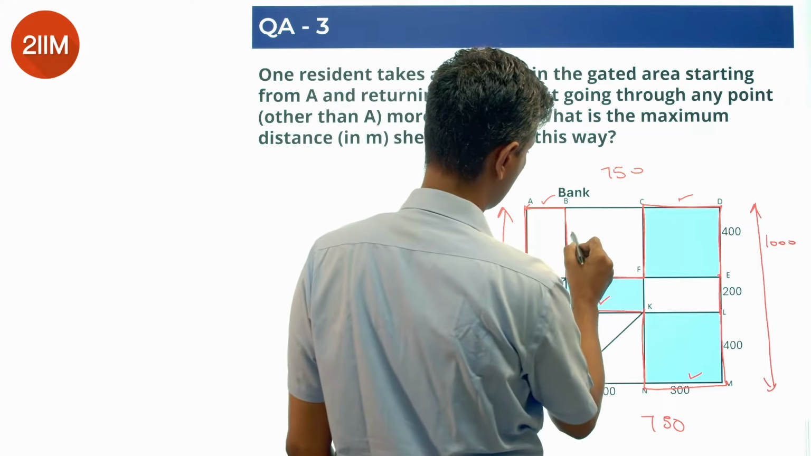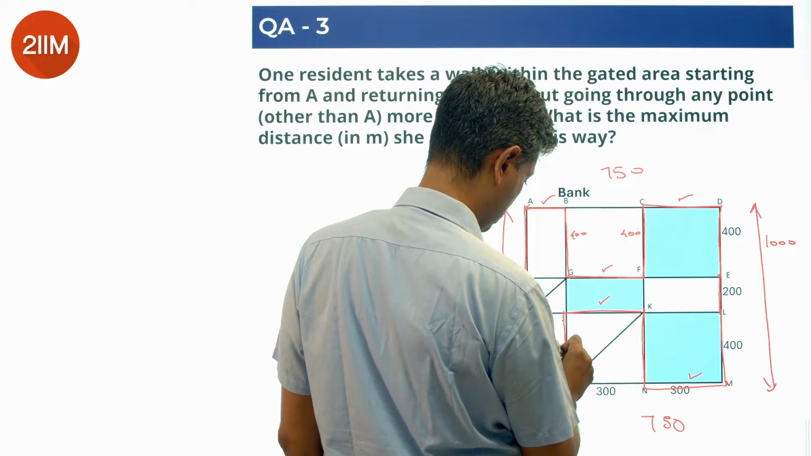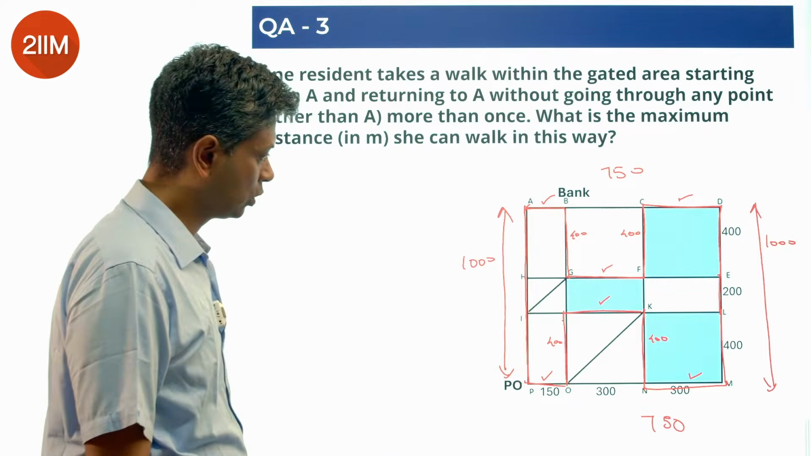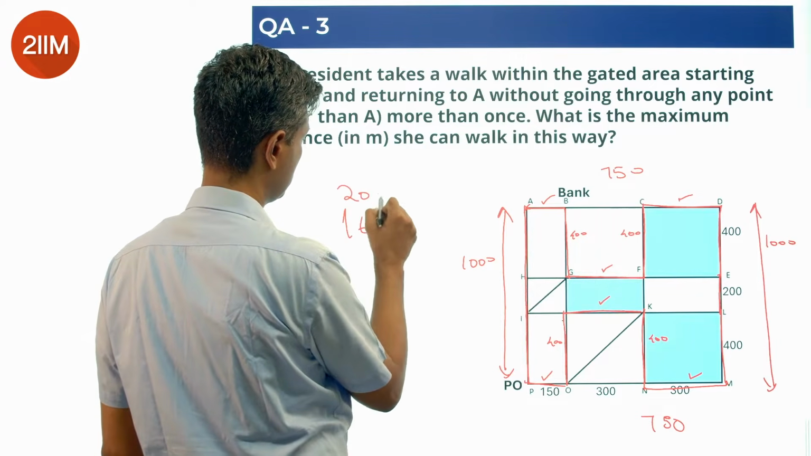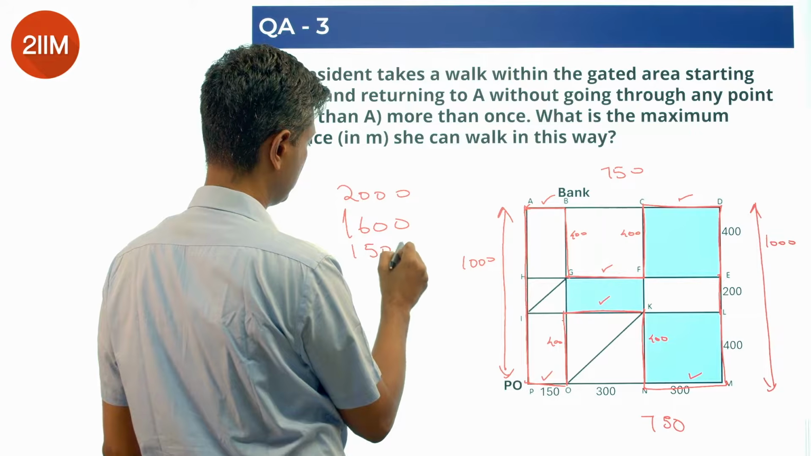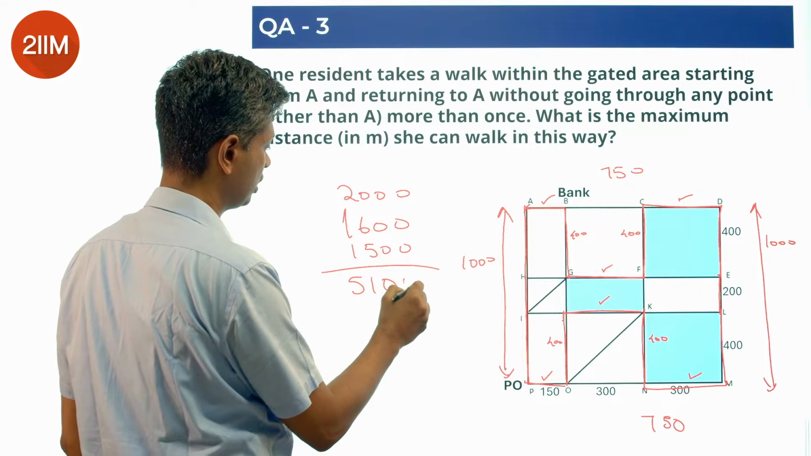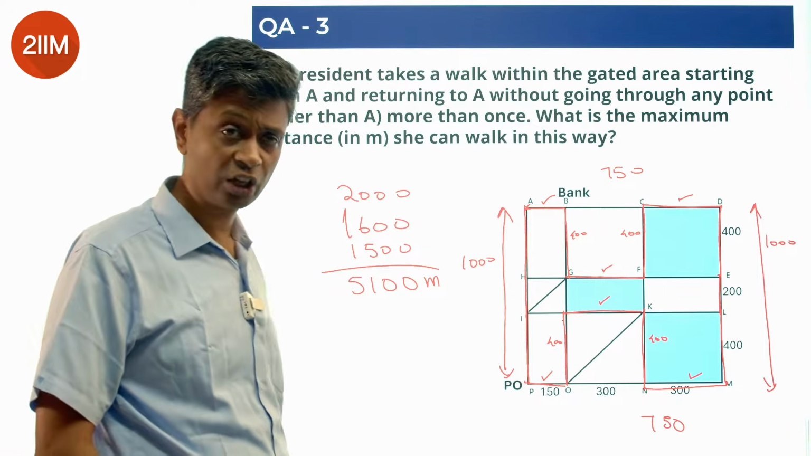And then we have a 400, 400, 400, 400. 800 plus 800, 1600, 2000, 1500, 3100 plus 2000, 5100 meters. It's the maximum distance you can walk this way.